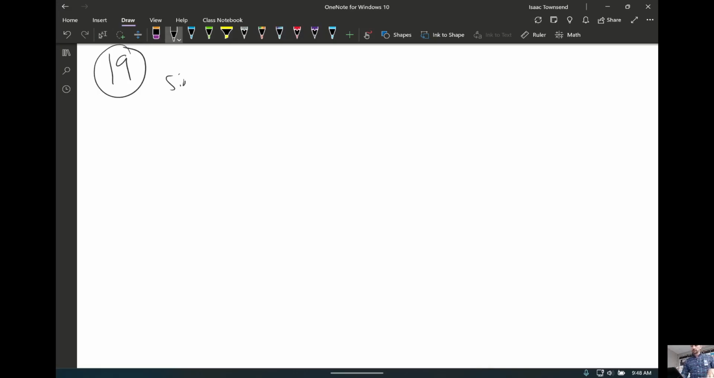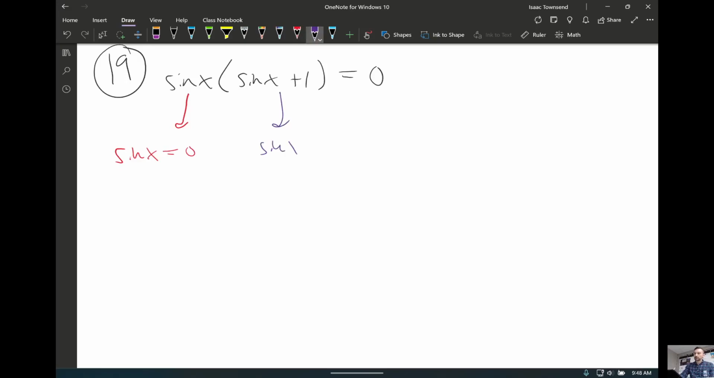Okay, 19 is sin x times (sin x plus 1) equals 0. So this one's actually trying to help us out a little bit because normally we have to do this step and factor out a GCF, but they already did this. So I can set this factor equal to 0 and that's going to give some solutions, and I can set this factor equal to 0 and that's going to give some more solutions. This one we need to subtract 1 from both sides.